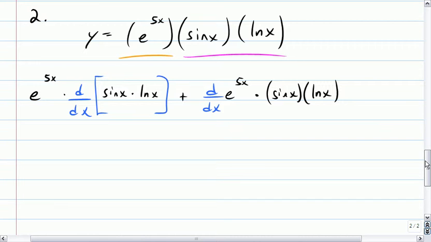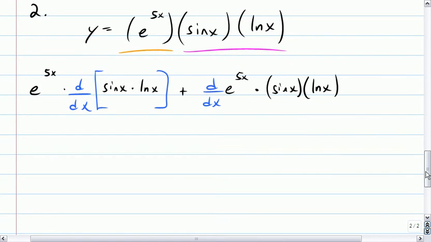So I'll give you a sec to process and ask questions. Could you pair the sine x and the e to the 5x? Yeah, you could do that. Could you show us what you did? Do you do product rules for sine x times log natural x? Like, are you doing product rule twice for this?